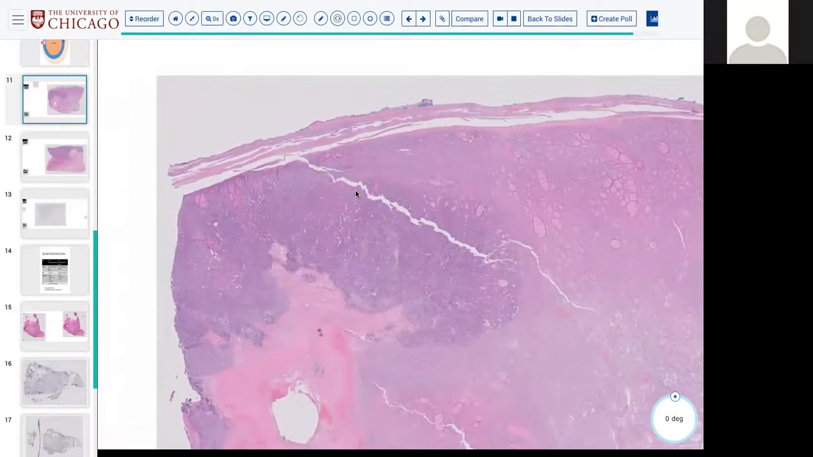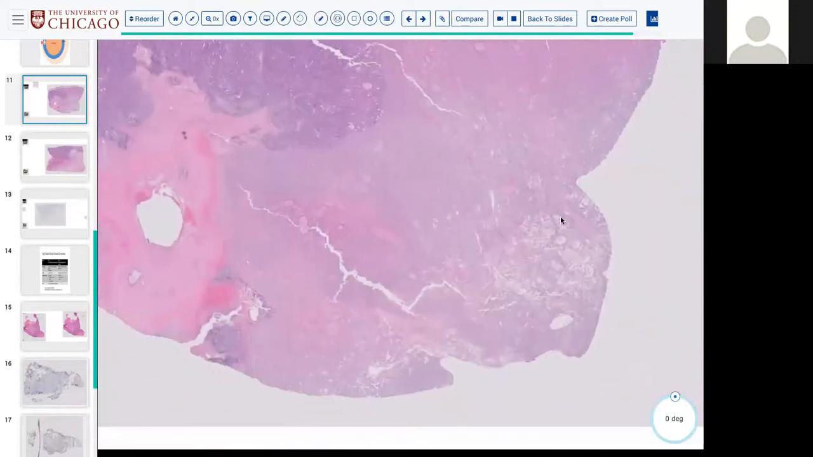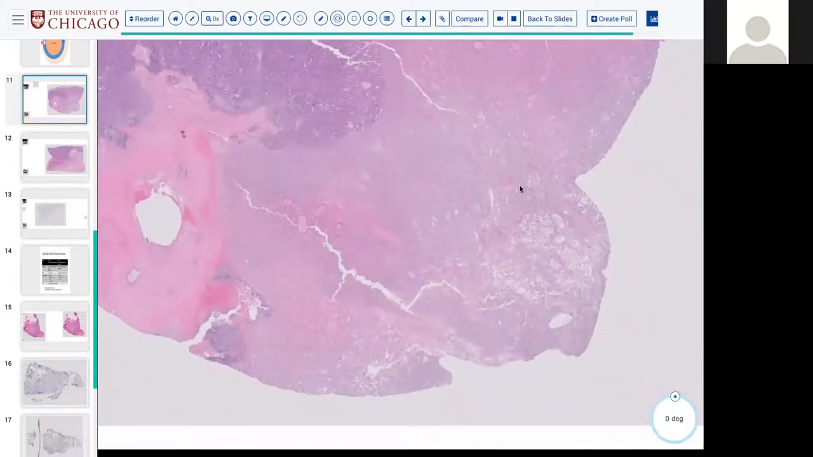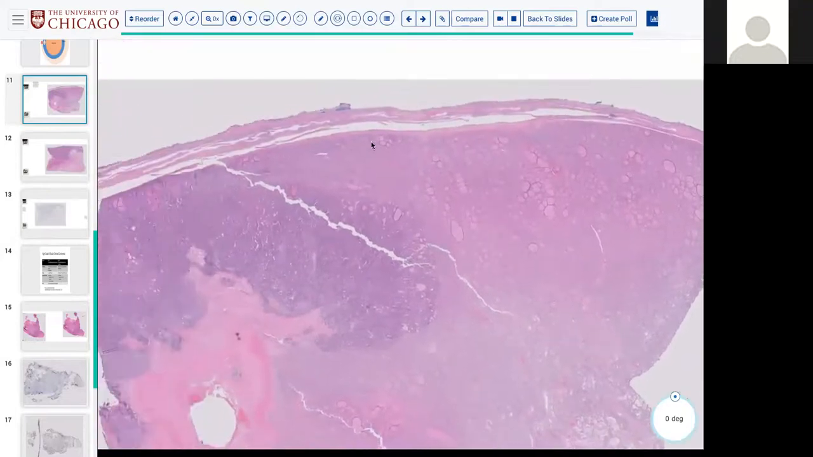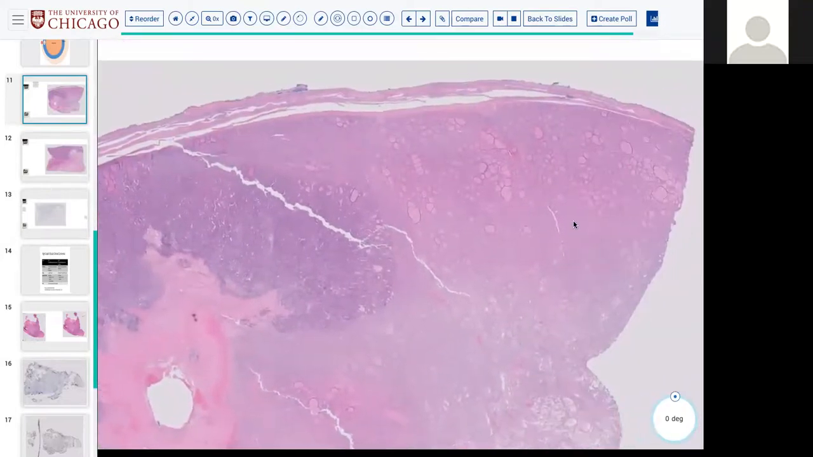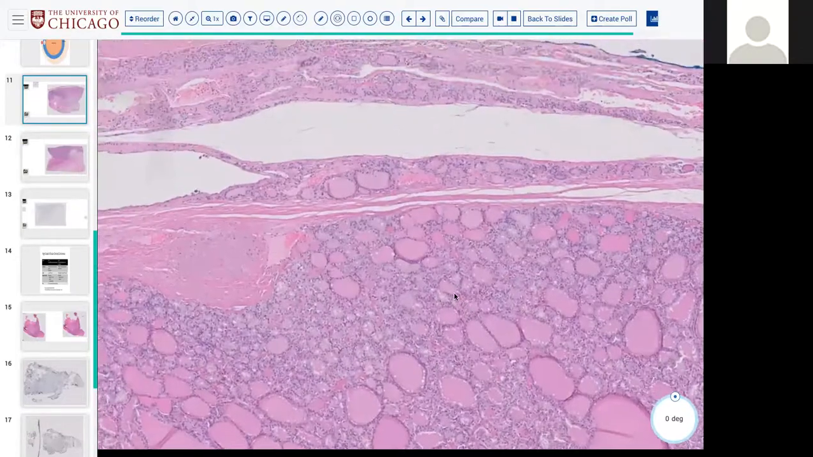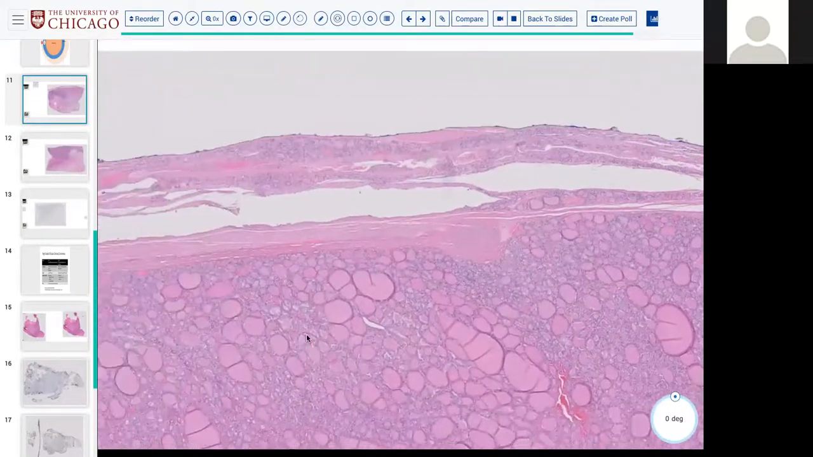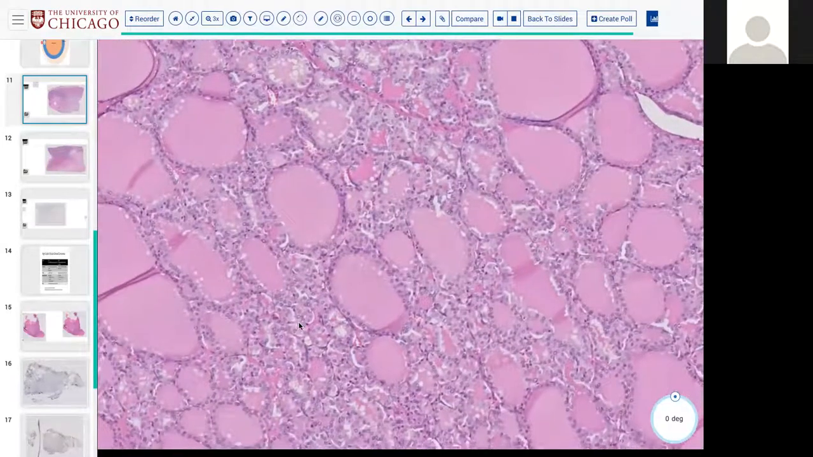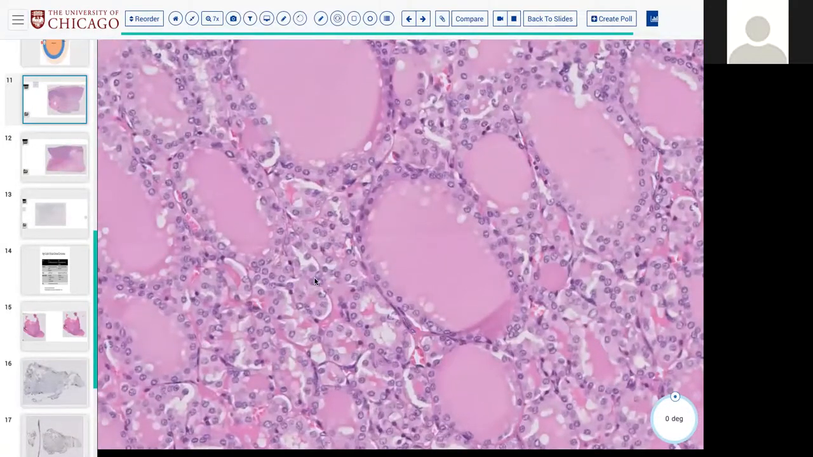Thank you. Sure. So here it is kind of almost normal looking. I'm not sure, but here, like microfollicles, I'm not sure if we have any nuclear features of PTC, but it looks okay for now. Yeah, pretty round, pretty regular.